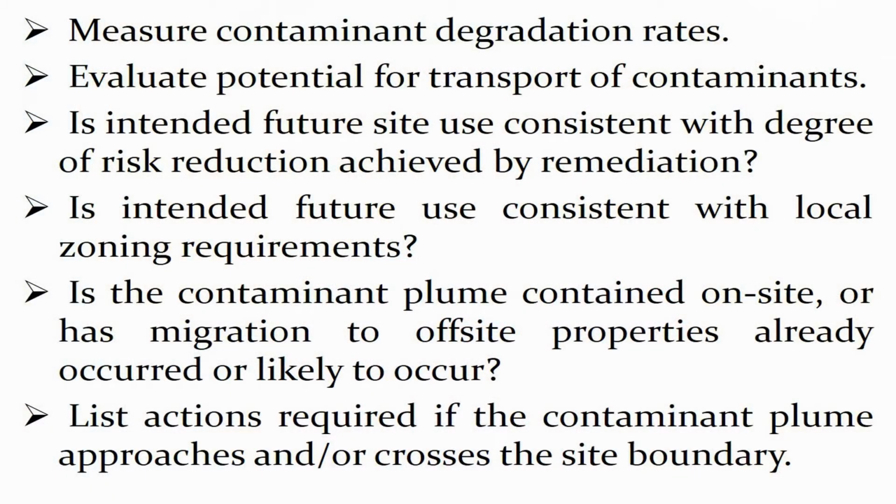Also, you need to evaluate the potential of contaminant transport. During a proposal, you also have to ask very important questions. Is the intended future site use consistent with the degree of risk reduction achieved by remediation or not? Is the intended future use consistent with local zoning requirements or not? Is the contaminant plume contained on site, or has migration to off-site properties already occurred or is it likely to occur? Also, you have to list the actions required if the contaminant plume approaches and crosses the site boundary. It's very important whether the contaminant will migrate from place to place or not. You have to determine this point.